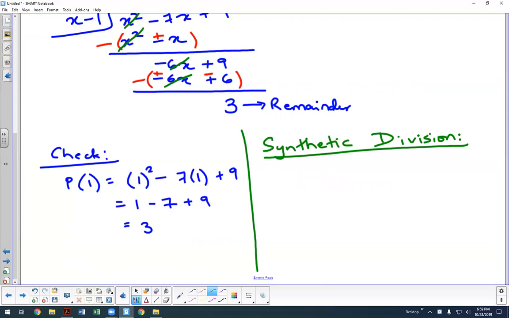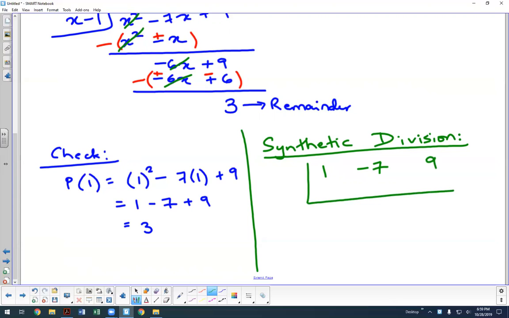So your original polynomial is again x squared minus 7x plus 9. So the way synthetic division works is you just write down the coefficients from your polynomial. If you have any terms missing, you want to make sure you put zeros in for any of those terms that are missing, but we don't have anything missing here. We've got our square term, we've got our x term, we've got our constant term. So x squared has a coefficient of 1, minus 7x has a coefficient of minus 7, and then plus 9, of course, is positive 9 by itself.